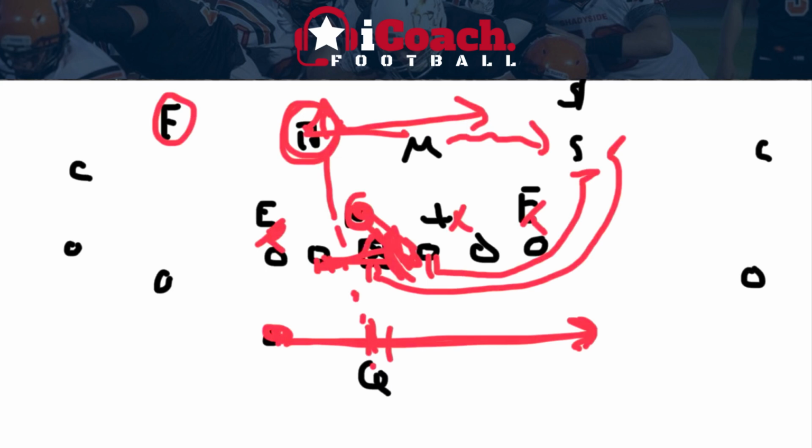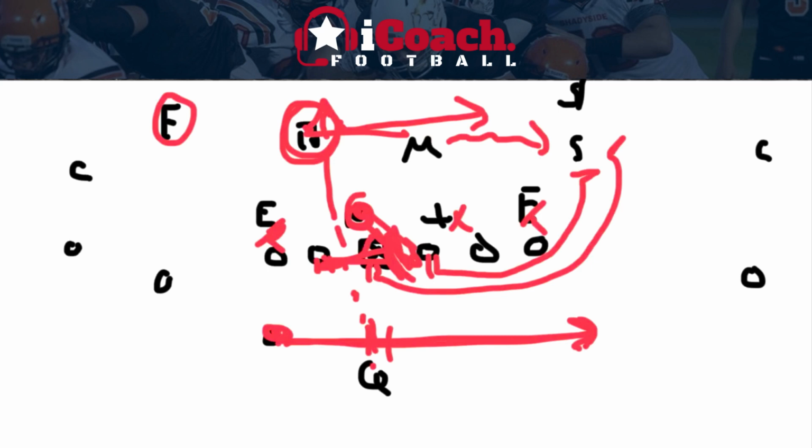So the difference between the sweep read and the buck sweep is, is the center going to pull, or is the center going to block back? If it was a buck sweep, the center would be blocking back on the nose and the guard would be pulling. But on the sweep read, you're taking the first guy past the center. So to the right here, the center is always going to go, and then the guard or the tackle is going to be determined by where that defender is.